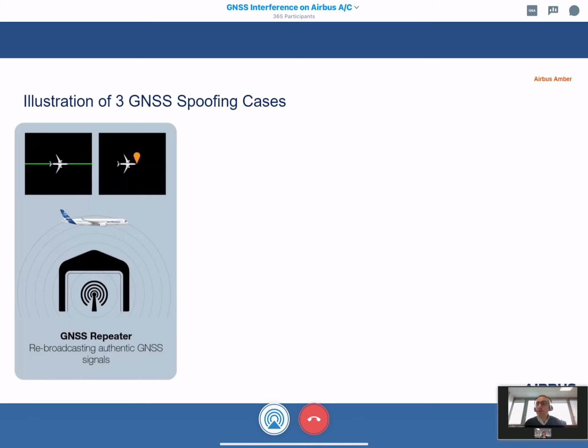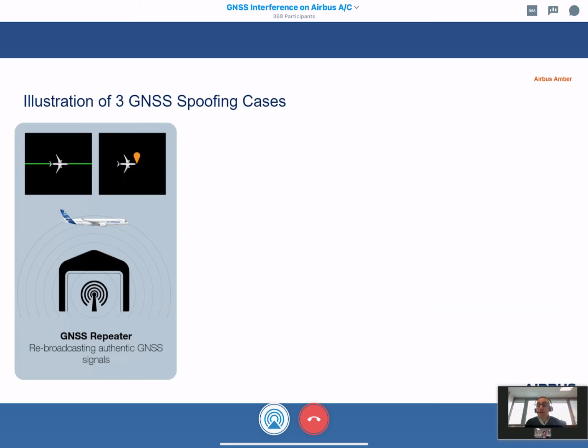So let's illustrate the three types of spoofing case that we can encounter. The first one that is well known by maintenance operators is the GNSS repeater. Basically, the idea is to propagate a real GNSS signal from the satellites inside a hangar, usually a maintenance hangar or factory hangar. The objective is to use this signal in a hangar because the hangar actually masks the signal, to be able to do some testing, for instance.